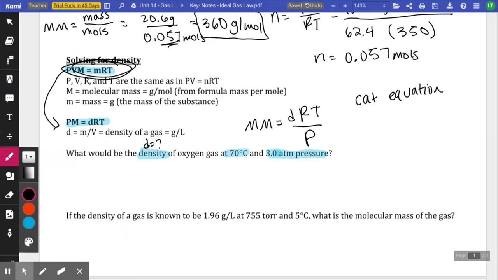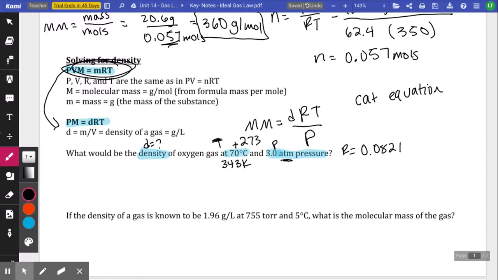We want to find density. So density is our unknown. At 70 degrees Celsius, it's temperature, but we need to add 273 to it because it needs to be in Kelvin. So when we add 273, we end up with 343 Kelvin. 3 atmospheres of pressure is our P. We're missing 2 variables, our R value, which again we just match to our pressure. So in that case, it's going to be 0.0821, since our pressure is in atmospheres.